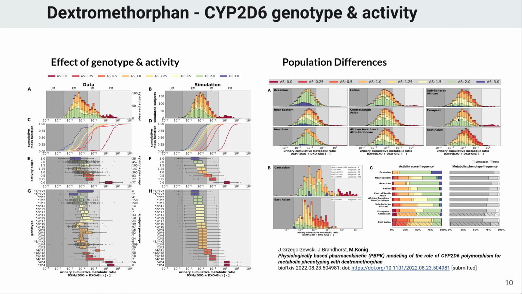For instance, here are our predictions for the European and the East Asian populations based on available frequencies of alleles. And this is basically the data which we could later correlate. This shows that within populations we have large differences in these activities, and the model is able to predict such differences between whole populations.